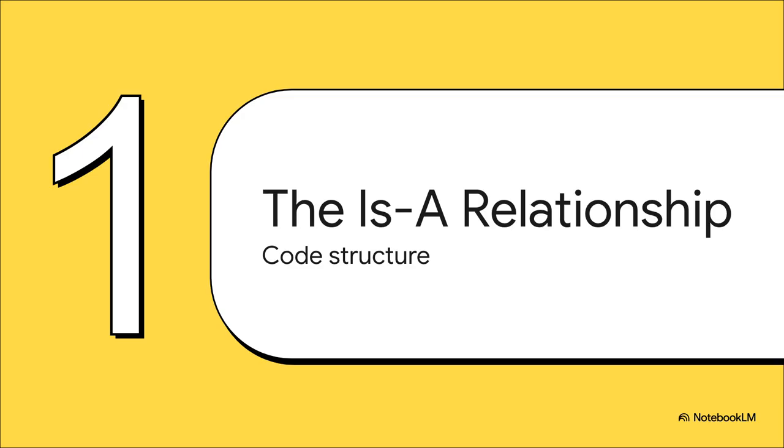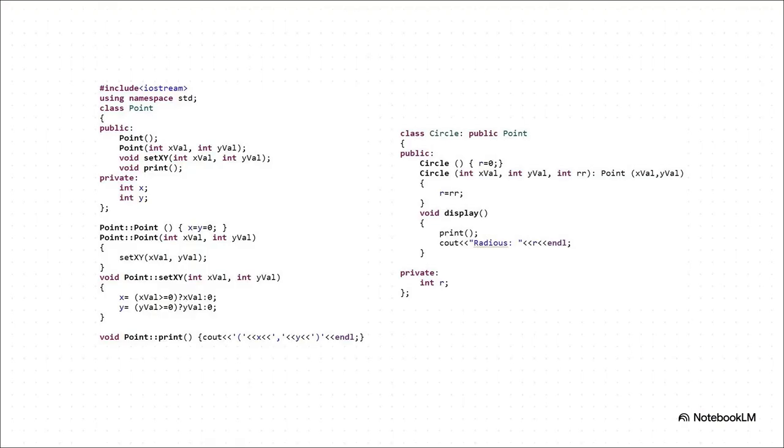Okay, moving on to section 1, the is-a code relationship. Now, what's really interesting is how simple this theoretical family tree looks when we actually write it out in C++. Taking a look at the base class side, we have a point with an x and y coordinate, pretty standard. But look over at the derived circle class. Check out the very first line, class circle, public point. That single colon followed by public point is the magic right there. It literally tells the compiler, hey, a circle is a point, just with some extra stuff added on.